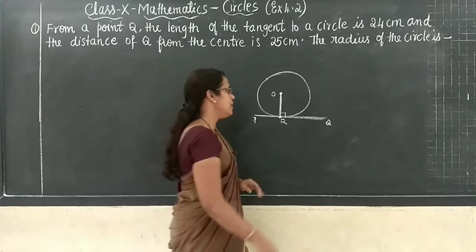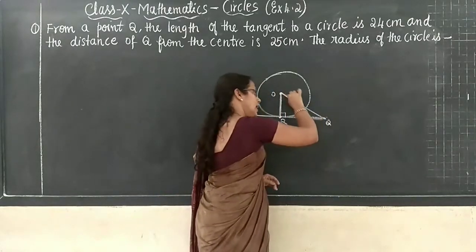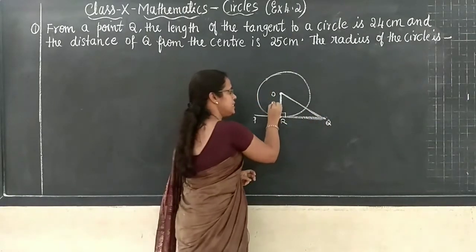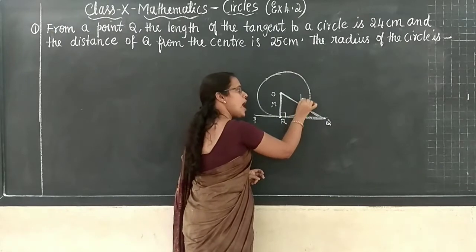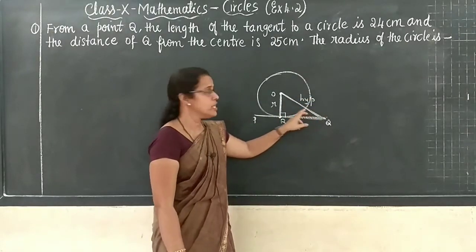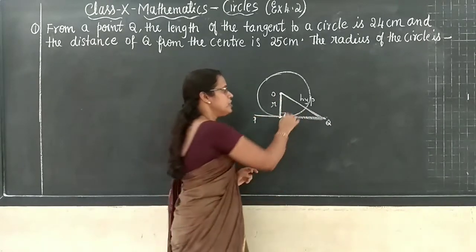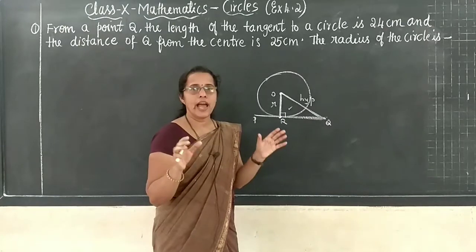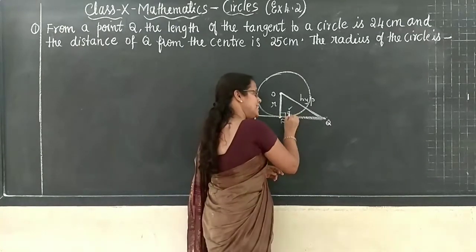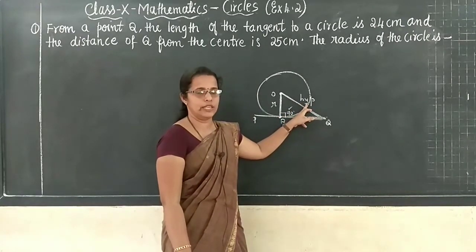Yes children. So then when we join any of the lines like this, this is a tangent, this is the radius, and this forms the hypotenuse. Why children does this form our hypotenuse? Because the radius is perpendicular to the tangent, which means this triangle is a right angle triangle. Right angle triangle means this forms 90 degrees here. The side opposite the 90 degrees is called the hypotenuse.